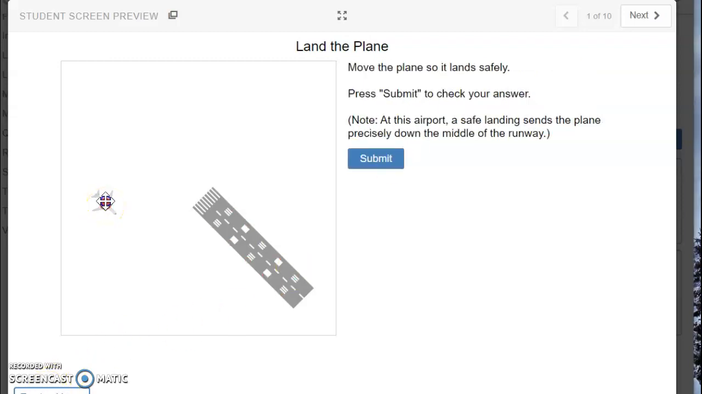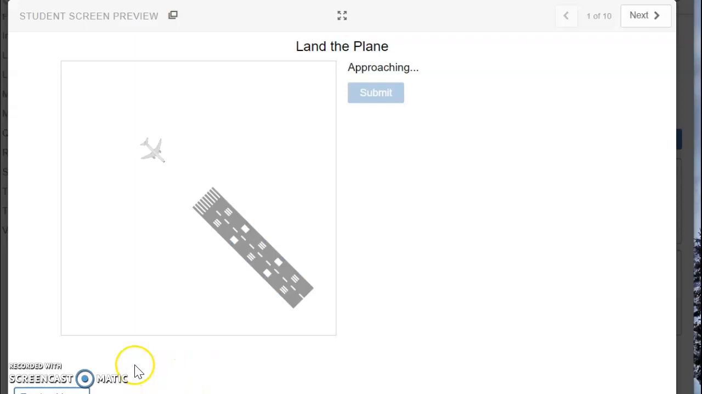Now I can move this plane up or down so that I can eyeball it, and maybe this will be about right. Does it look like it's going to make it? Let's try. Okay, it's getting close. Is it going to make it? Yes, it did make it.